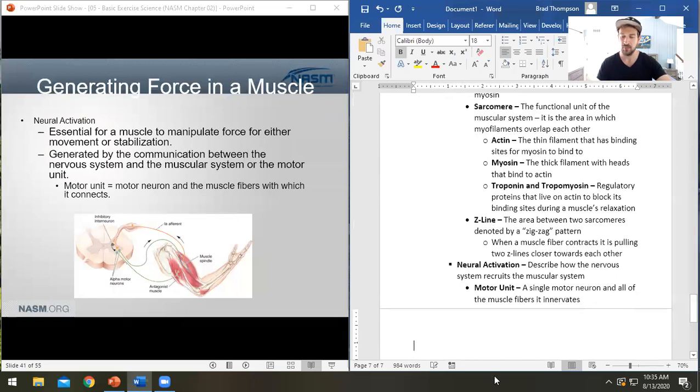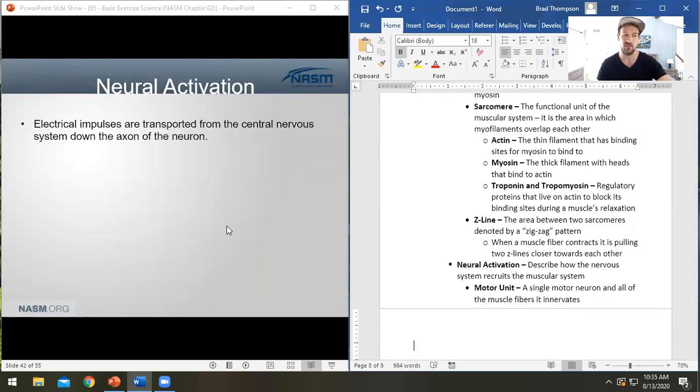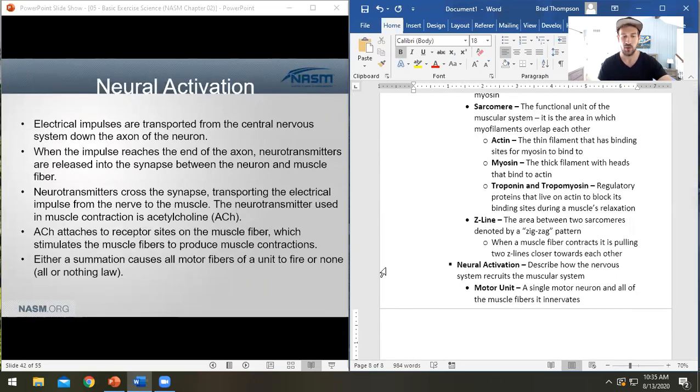So that's big motor units control big movements, and small ones control small ones. And here is that whole description from the other day. An electric impulse travels down the central nervous system that ends at an axon. It releases the neurotransmitter into the muscle, into the synaptic cleft, so that neurotransmitter can trigger the muscle. That neurotransmitter is going to be acetylcholine.